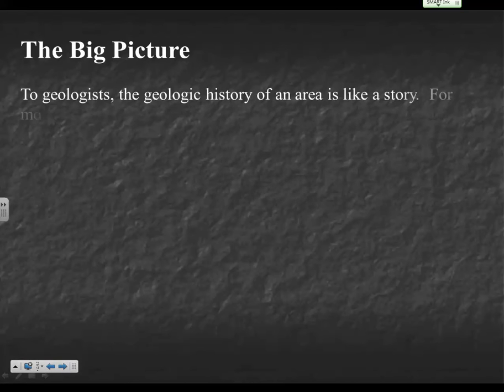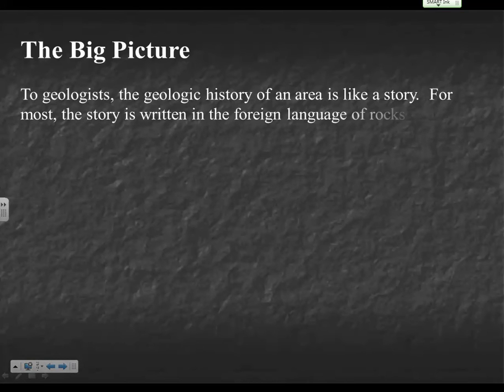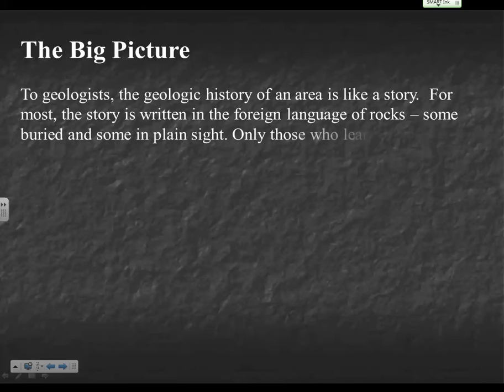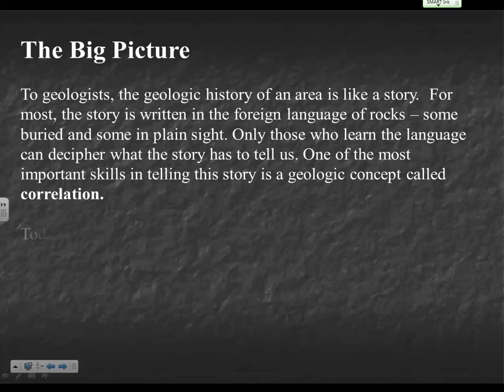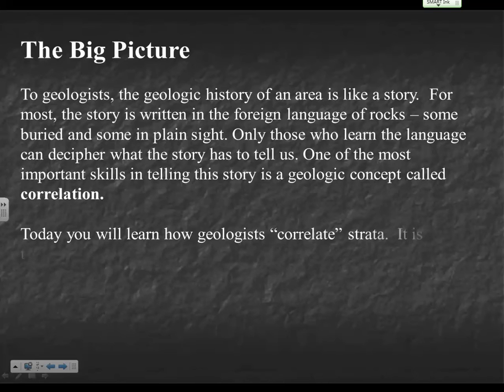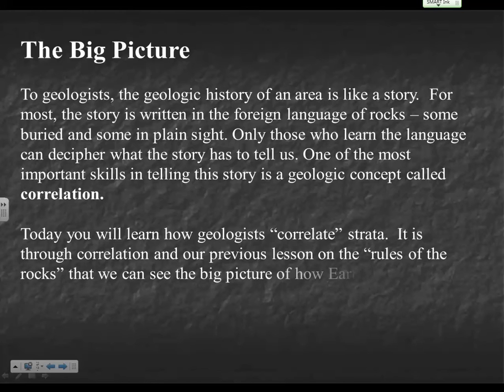The big picture. To geologists, the geologic history of an area is like a story. For most, the story is written in a foreign language of rocks, some buried and some in plain sight. Only those who learn the language can decipher what the story has to tell us. One of the most important skills in telling this story is a geologic concept called correlation. Today you will learn how geologists correlate strata. It's through correlation and our previous lesson on the rules of the rocks that we can see the big picture of how Earth came to be.